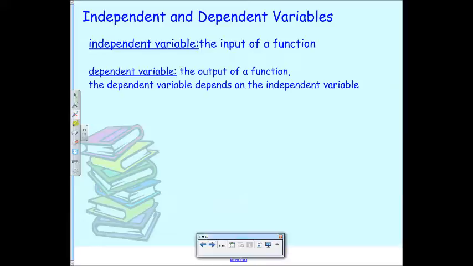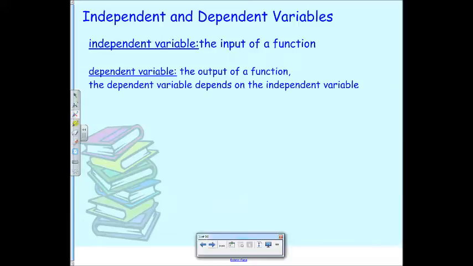So think of a vending machine, all right? What do you put into a vending machine? Money. What do you get out of it? Food or soda or whatever that vending machine sells, like Skittles or whatever kind of candy, chips, whatever. So the input is the money. The output is the food. All right, so a function is just a machine where the independent variable is whatever you're putting in and the dependent variable is whatever you're getting out.